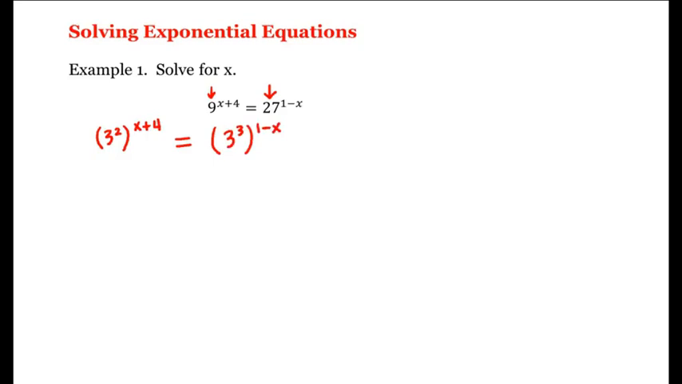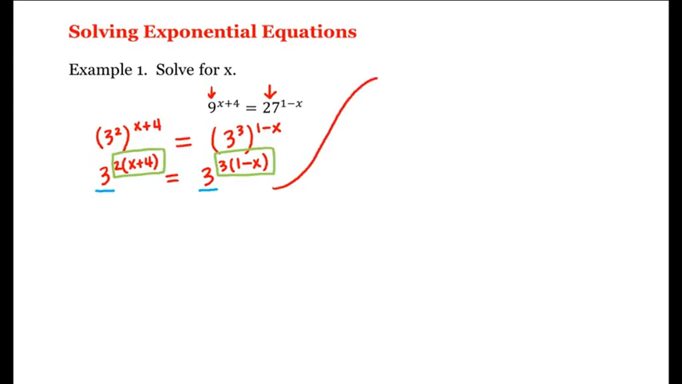And now, by properties of exponents, we can multiply the exponents. That is, we have 3 raised to the 2 times x plus 4 is equal to 3 raised to the 3 times 1 minus x. And now that these bases are the same, we know that these exponents have to be the same as well. And this is a direct result from the fact that exponential functions are one-to-one. Therefore, we have 2 times x plus 4 is equal to 3 times 1 minus x.